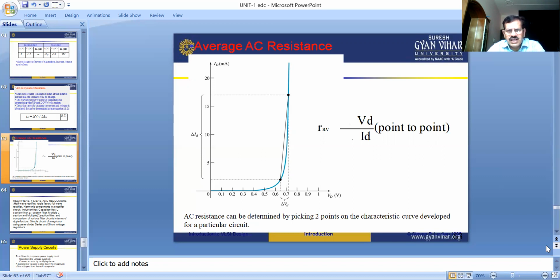So AC resistance can be determined by picking 2 points on the characteristics curve or VI curve developed for a particular circuit. You see on the y-axis there is a change delta ID, and on the x-axis there is some voltage change delta VD. So the ratio of change in voltage to change in current is the average resistance of the PN junction device.